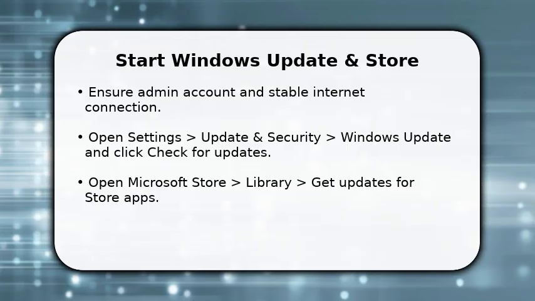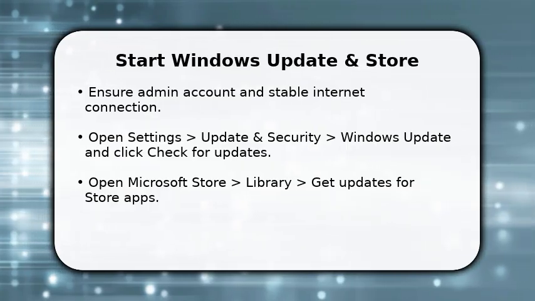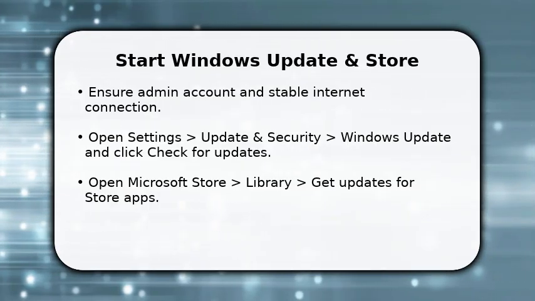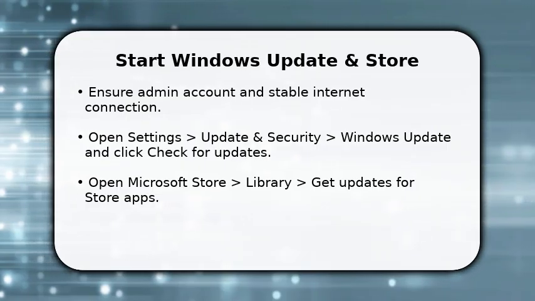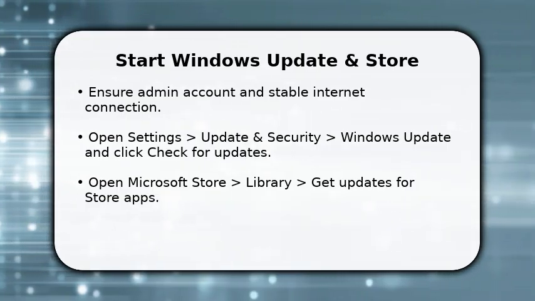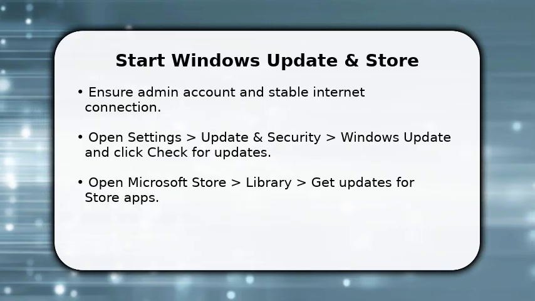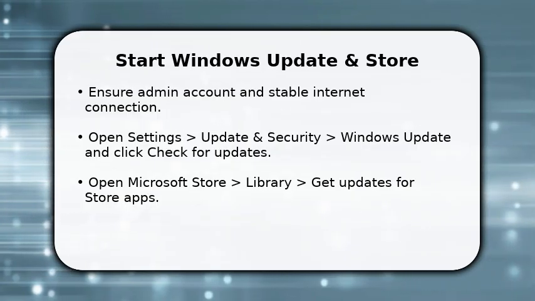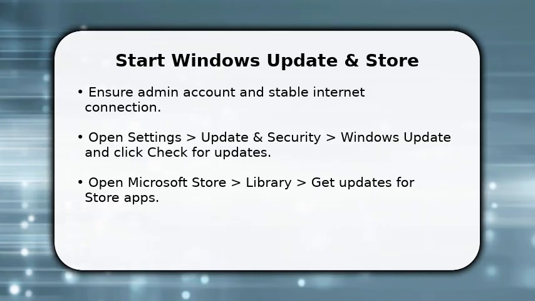You'll begin by confirming admin access and a reliable internet connection because updates need permissions and downloads. Next, open Settings, go to Update and Security, and click Check for updates to pull system patches. This also prepares dependencies for many programs.